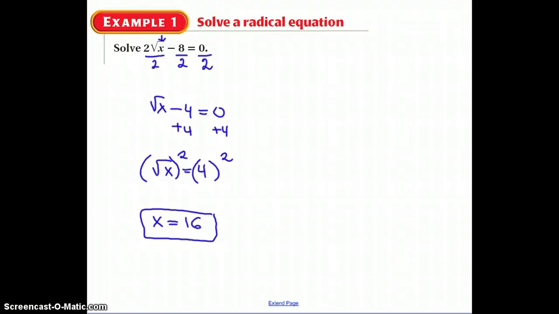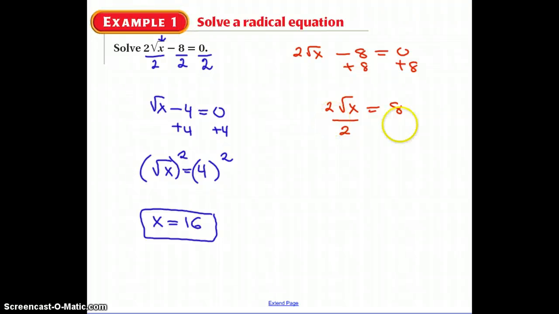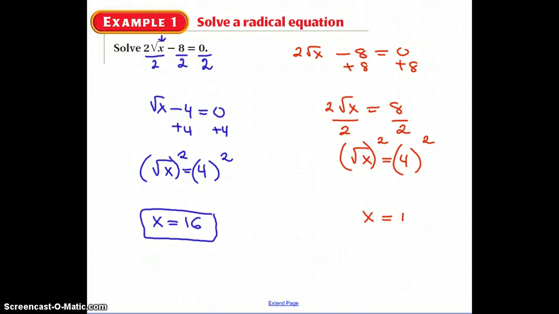Now some of you might want to use a different approach, and instead of dividing through by 2, maybe you want to add 8 first, which is also good. They are equally correct methods. You would get the same answer eventually, just with slightly different steps. So if you added 8 first, you would get 2 square root of x equals 8, and then you can divide by 2, which would give you square root of x is equal to 4. And then, to cancel out the square root, you would square both sides, and you get x is equal to 16. So either method is good.